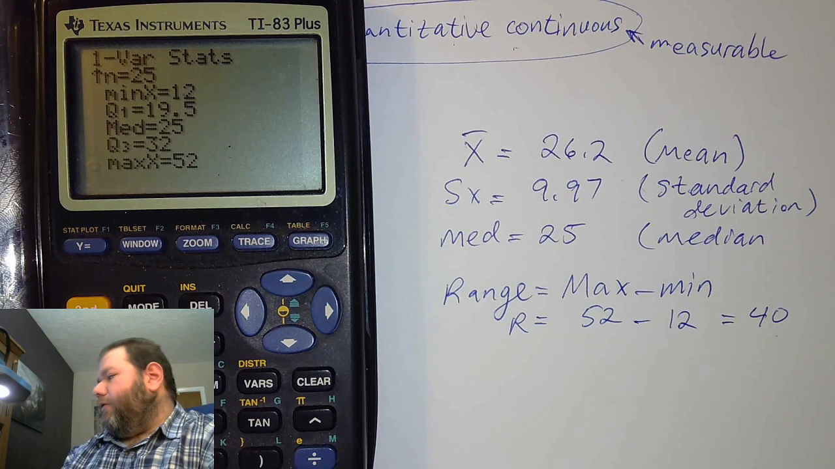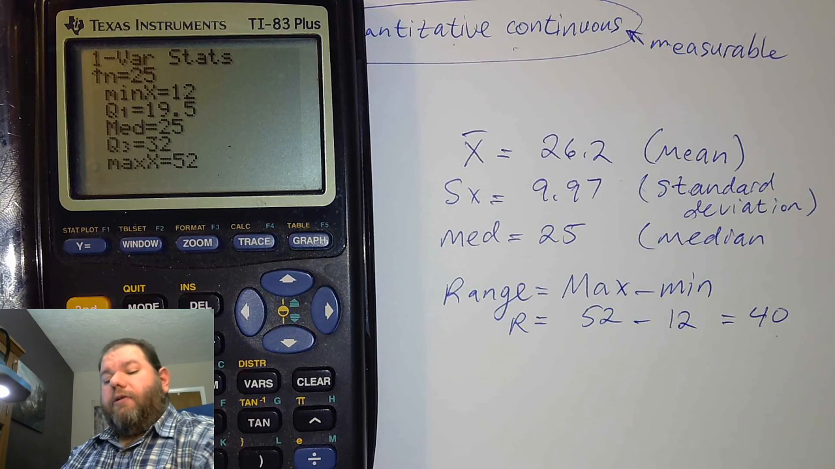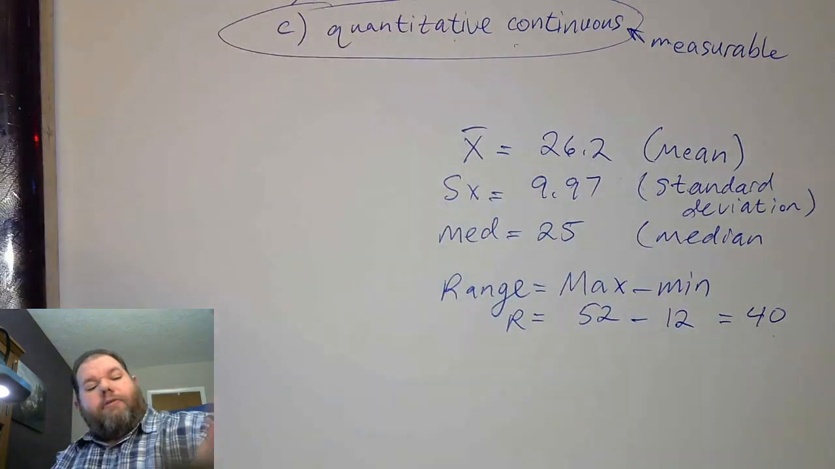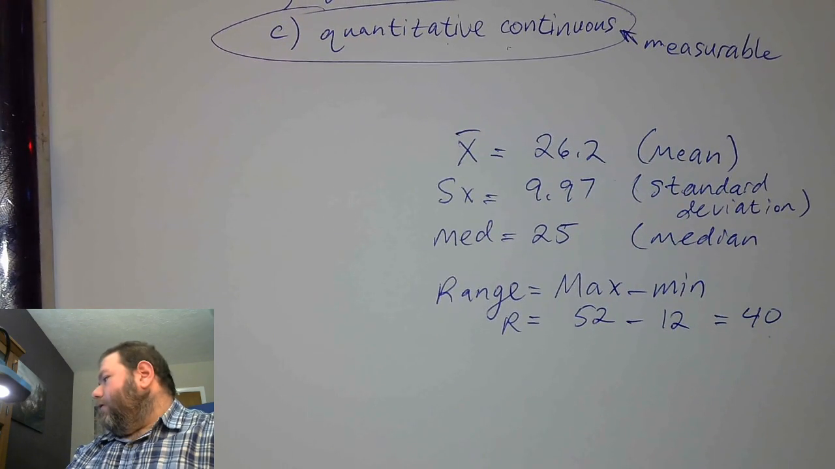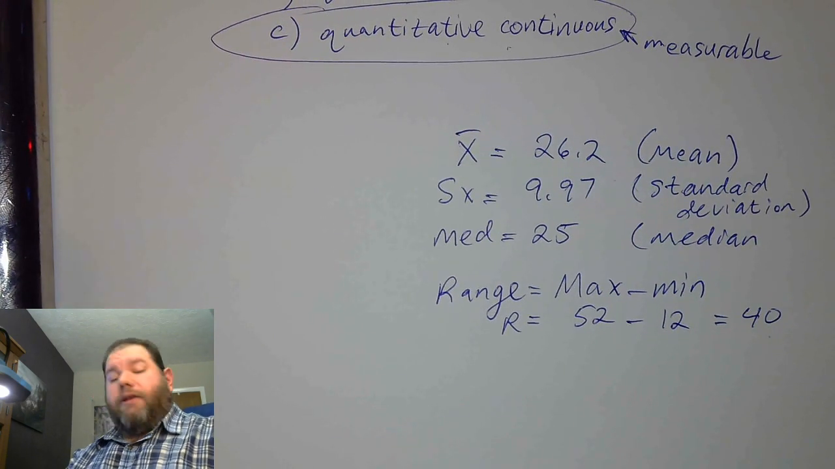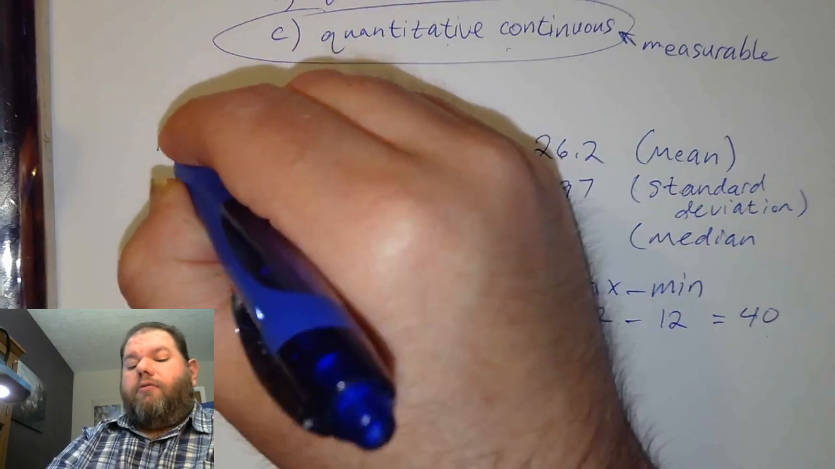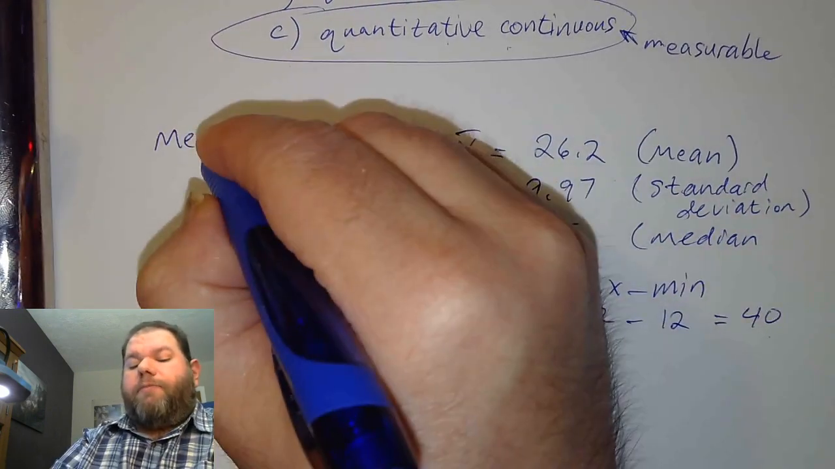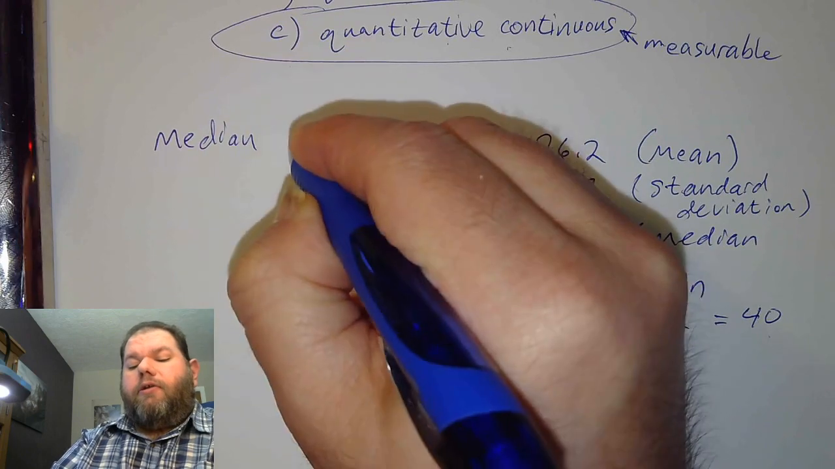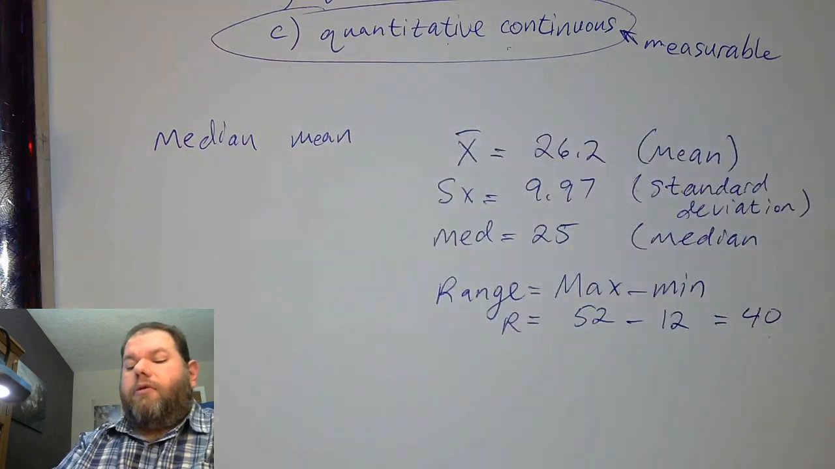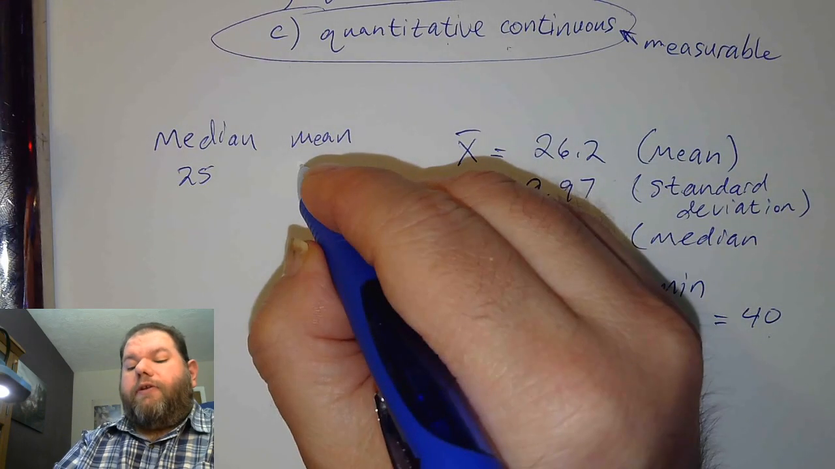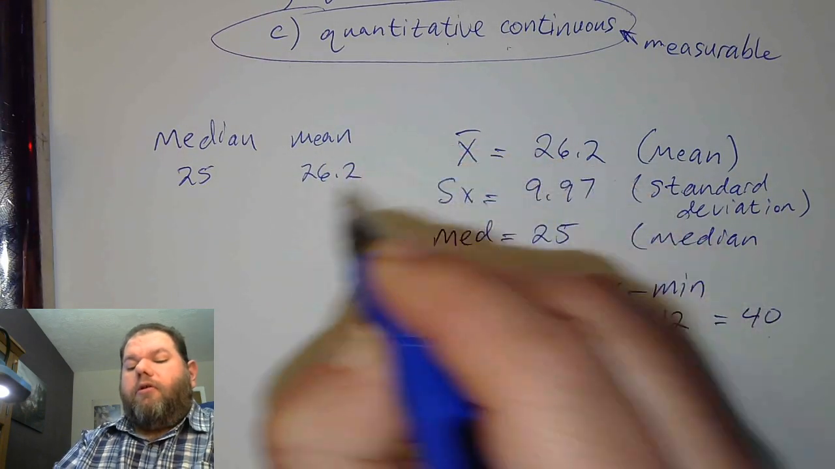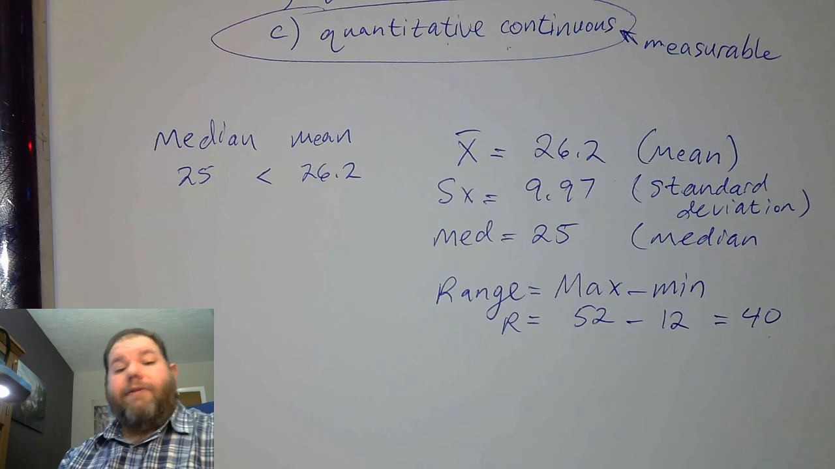So knowing that, get that out of the way now. Knowing that we have a mean of 26.2 and a median of 25, we want to compare the median to the mean. So our median is 25, our mean is 26.2. So we can say in this case the median is less than the mean.